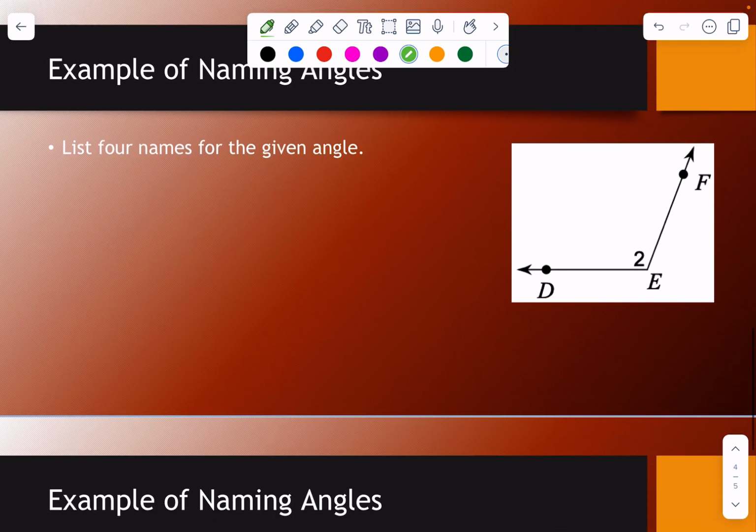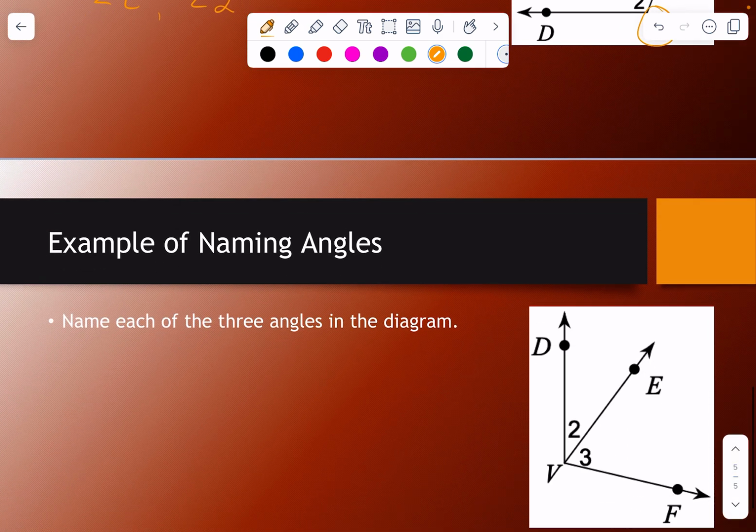So let's practice. Let's list this angle out using 4 different ways. So we're going to start off with the 3 letters. So I could go angle DEF. Remember, E is in the middle because it is the vertex. Angle FED. Again, E is in the middle. I could also name it angle E because there's only the one angle there. And I could name it angle 2 because that is the label that's given to it. Okay? So those are 4 ways we could name that angle.